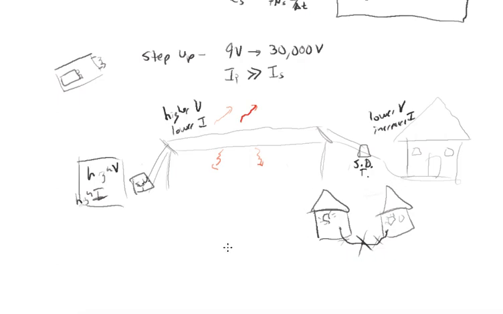This is also used in welding. You can use a step-up transformer to ramp that voltage up really high and really force electrons across and create a welder and create a lot of heat and do that same sort of thing. So there's a lot of applications for it.